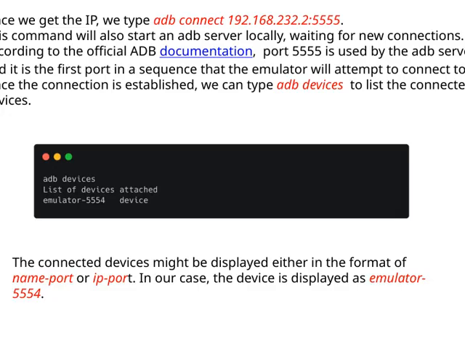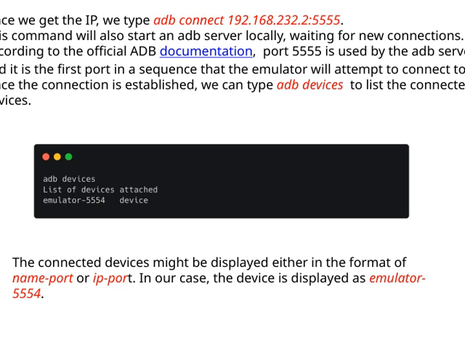Once we have the IP address, the next step is to connect to the device using the command adb connect 192.168.232.5555. This command not only establishes the connection, but also starts an ADB server locally, which will wait for new connections. According to the official ADB documentation, port 5555 is the default port used by the ADB server for these connections. It's also interesting to note that this is the first port that the emulator will attempt to connect to in a sequence of ports, ensuring a smooth connection process.